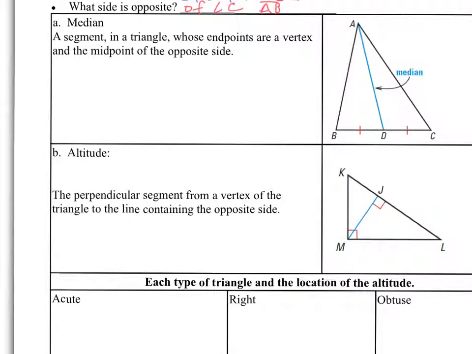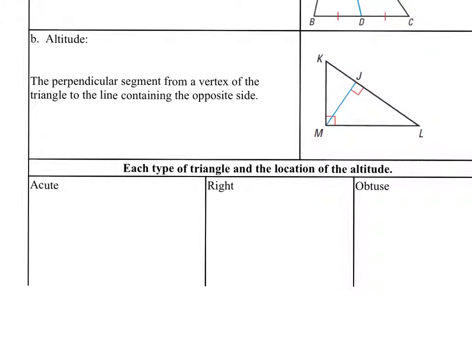The median is a segment where one endpoint is the vertex of an angle, and the other is the midpoint of the opposite side. So here's the vertex, and it goes over here. These two symbols mean that BD and DC are congruent. Therefore, D is the midpoint of that side. So that's the median.